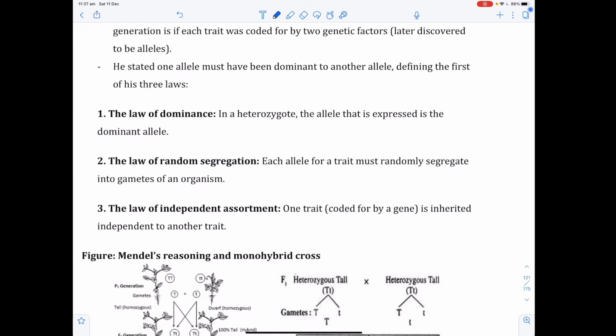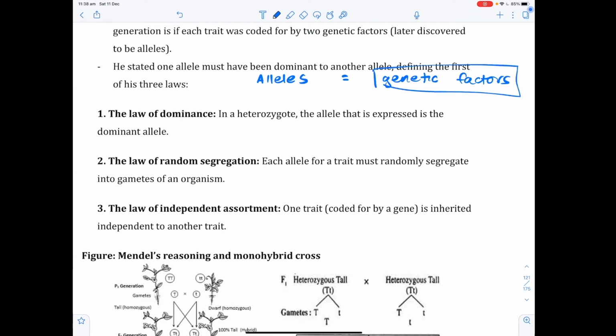Now, Mendel called alleles... Remember, he had no clue about chromosomes, about DNA, all of that. The craziest thing was decades later they discovered chromosomes and alleles, and they went, what Mendel was talking about was the allele, and he knew that before we even discovered it. He called alleles genetic factors. Genetic factors. Okay? Because he had no clue what they were.